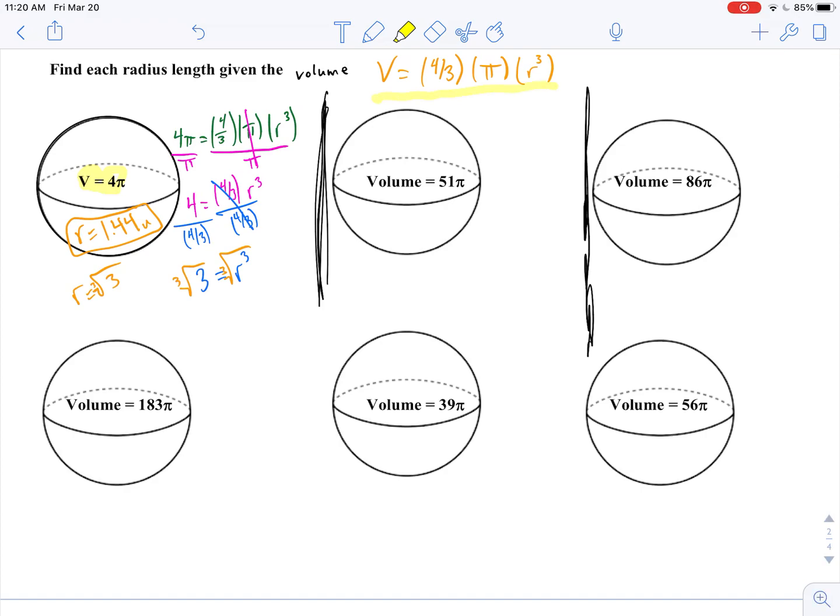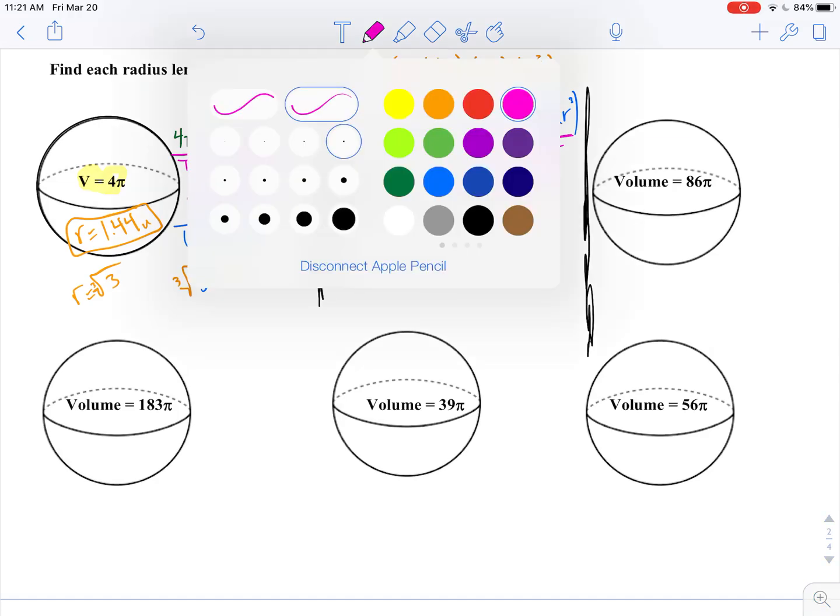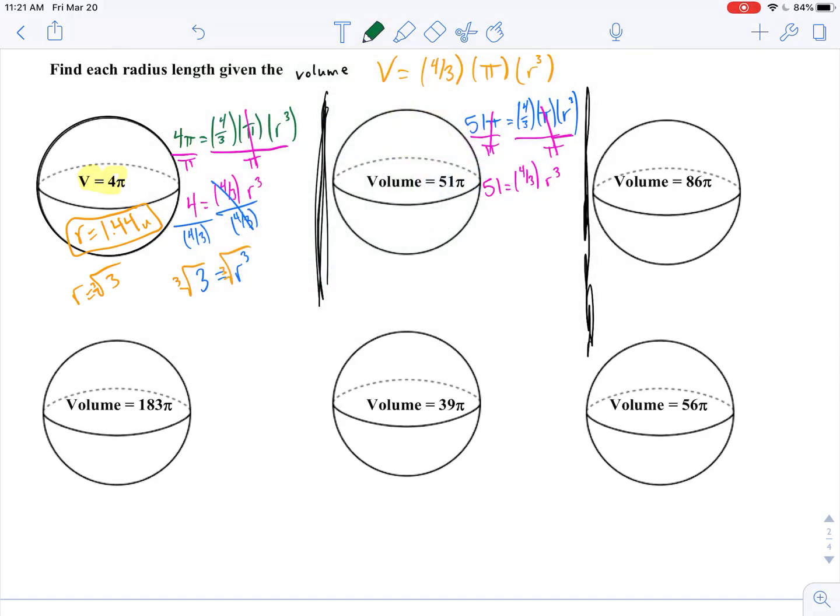So volume, again, I'm given the volume is 51 pi, and where in the world would I put the volume in this equation? Where would the volume go? Well, the volume should go in the volume spot. So 51 pi equals 4/3 pi r cubed. And now our first step every time was to divide by pi. So 51 equals 4/3 r cubed.